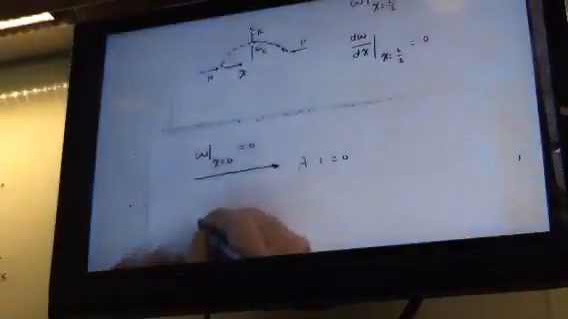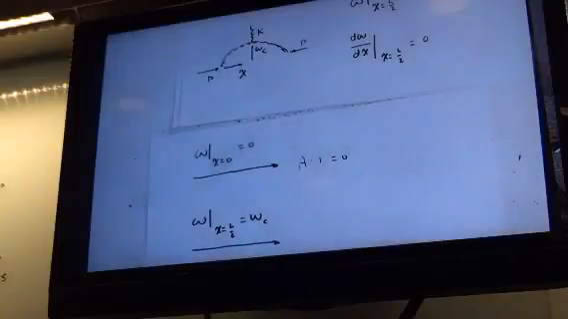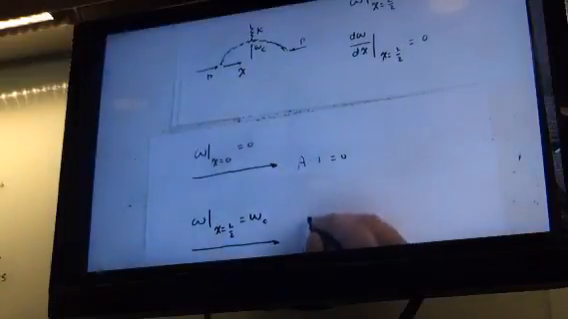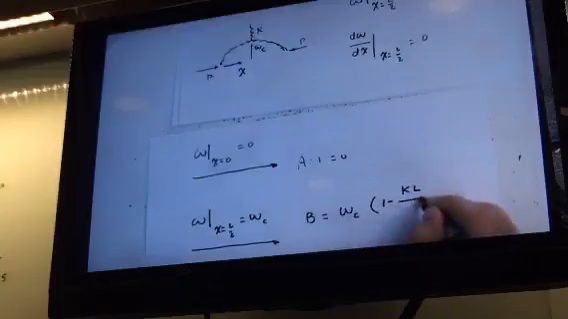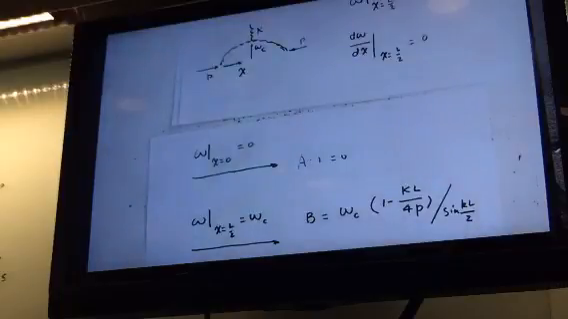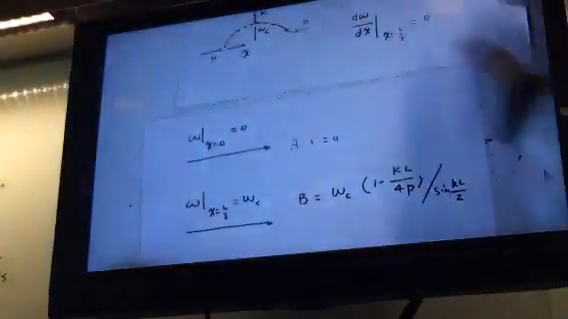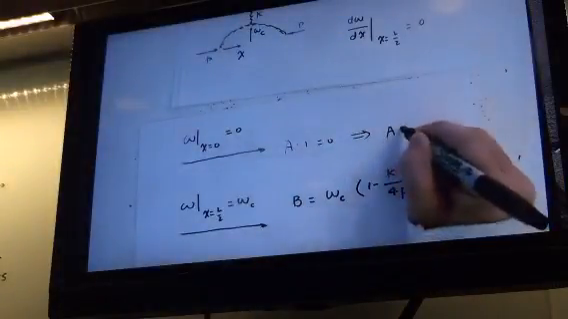And if you use the second boundary condition, you have to solve it. From this one, you can solve B equals to WC times 1 minus KL over 4P sine KL divided by 2. This boundary condition, you have to solve. You already figured out A equals to 0, right?